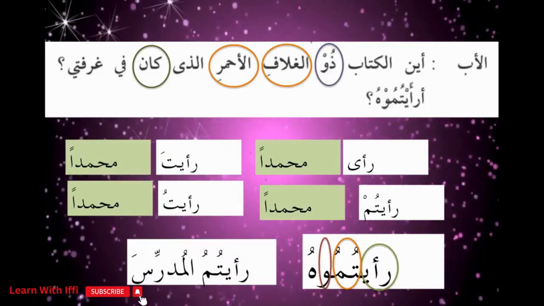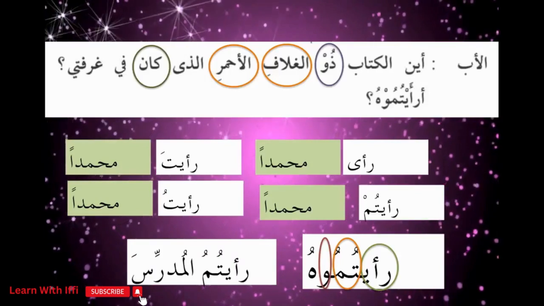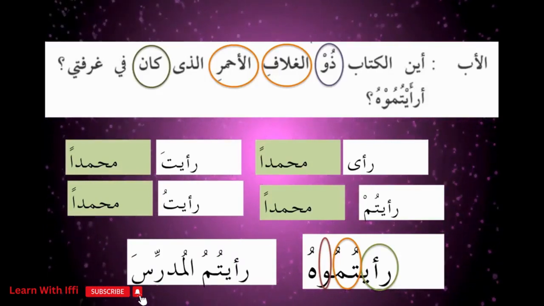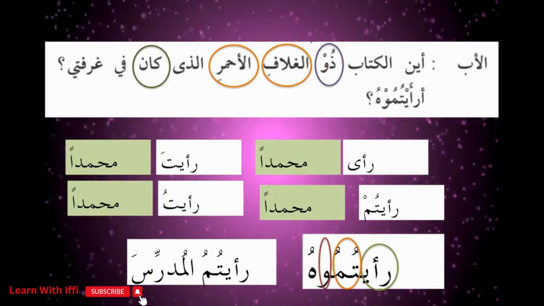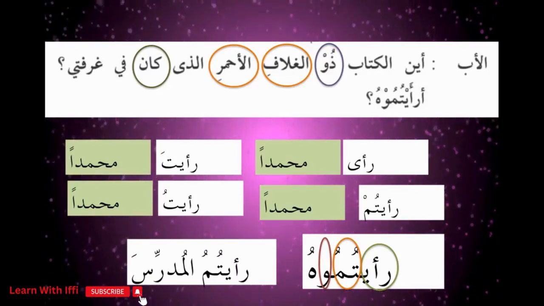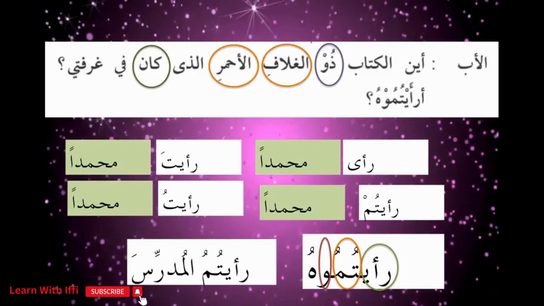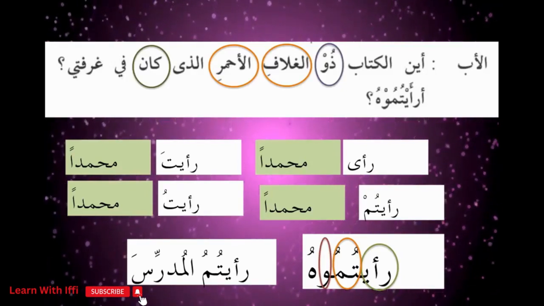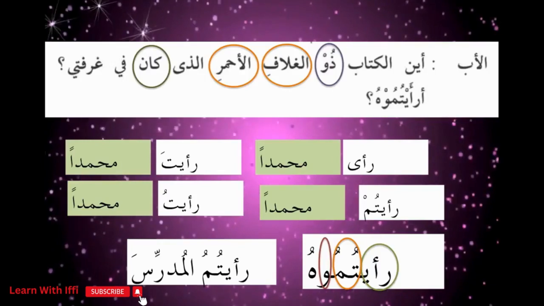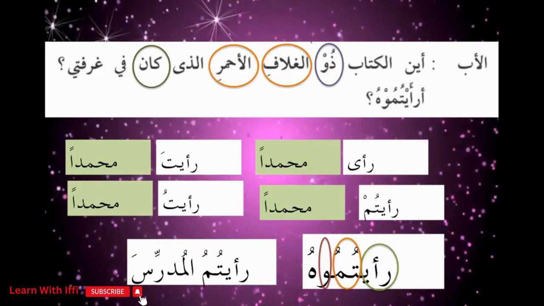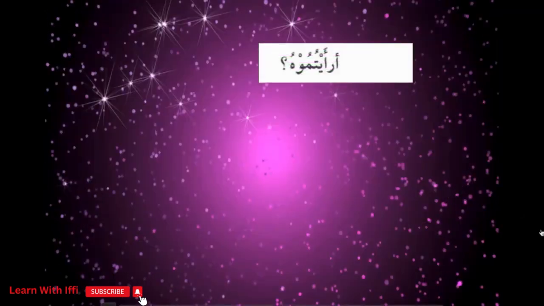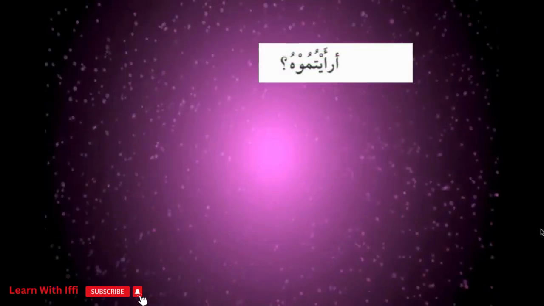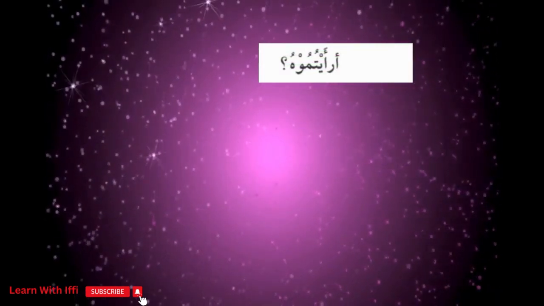For example, we say ra'aytumul mudarrisa. So that sukun is changed into dhamma because of iltiqa'i sakinaini. This al does not have its hamzatul wasl, so it is missed. So we say ra'aytumul mudarrisa. So you saw. This is how it is written. So ra'aytumuhu. So he's asking, did you see it?